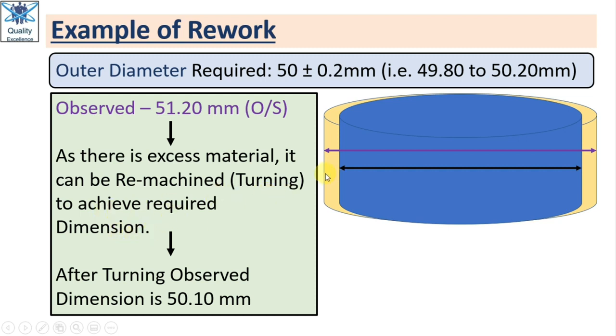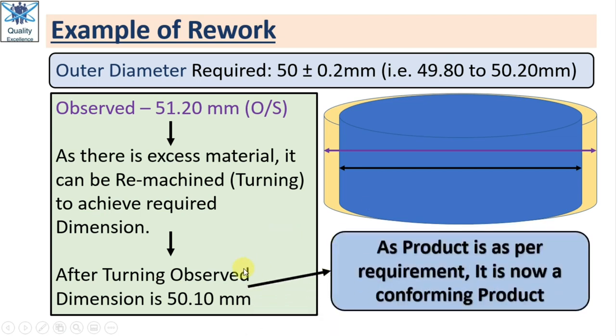So what we'll do is, we will turn it, and after turning we observe that the dimension is 50.10, which is within our customer requirement. So here you can see that after this activity, the product is as per the customer requirement and it is now a conforming product.